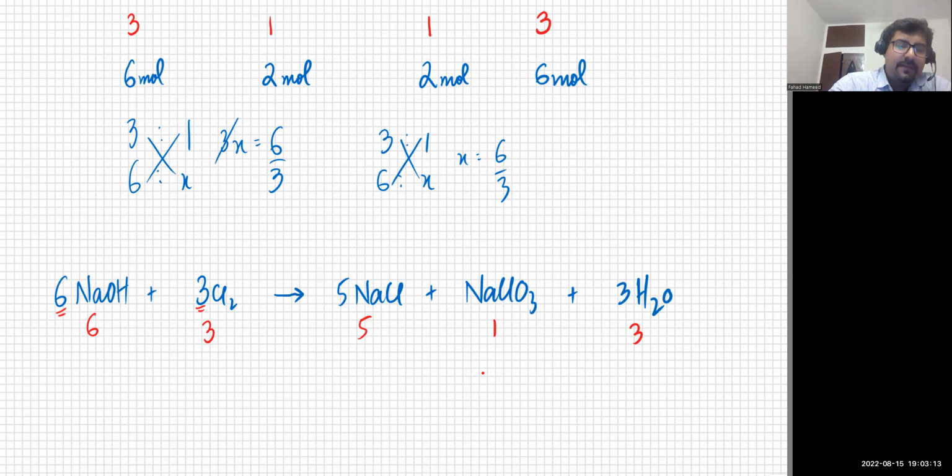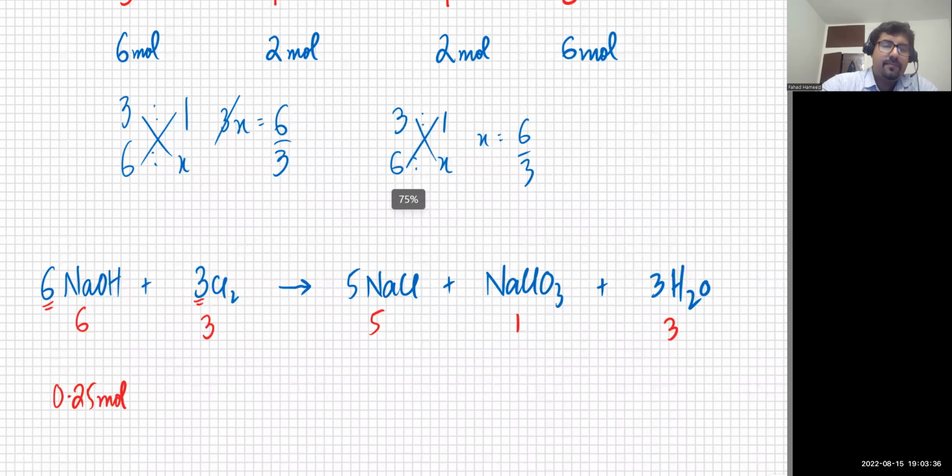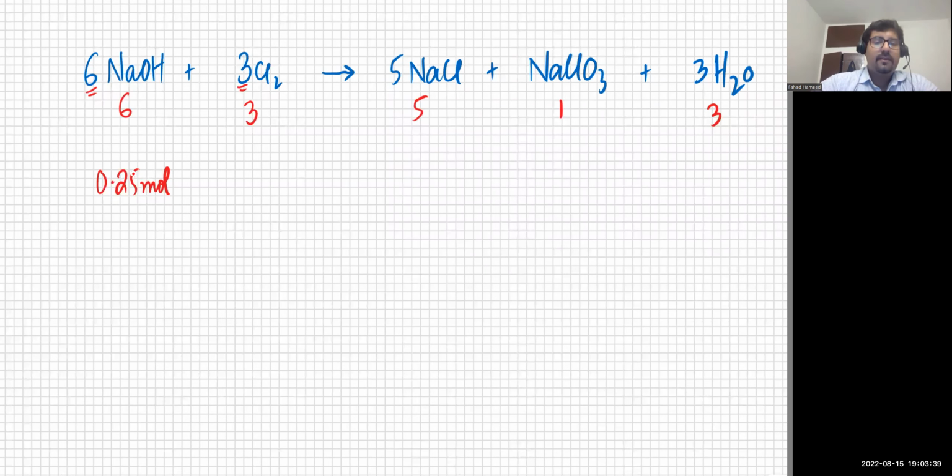So can anyone tell me, if I have 0.25 moles, like in my recipe, if I start cooking this thing up, okay, 6 of this reacts with 3 and they produce all of this, right? So if I use 0.25 moles of NaOH, how many Cl2 molecules do I need for this? Yeah, I'm going to use ratios. 6 reacts with how much? 3.